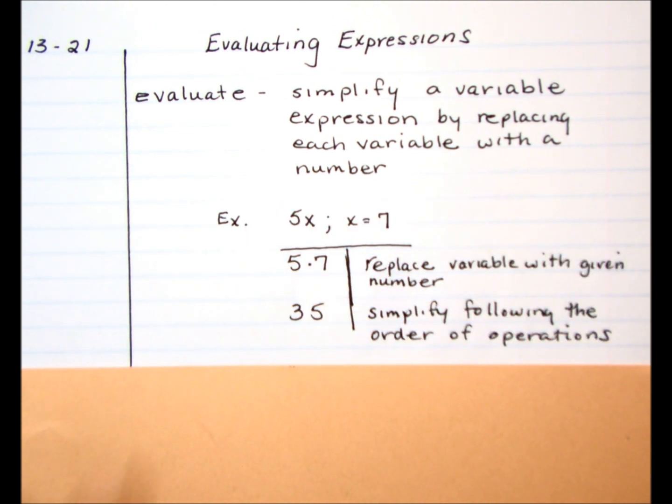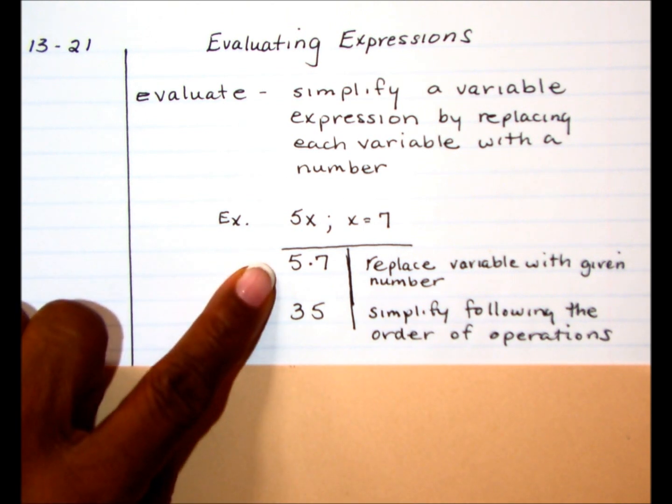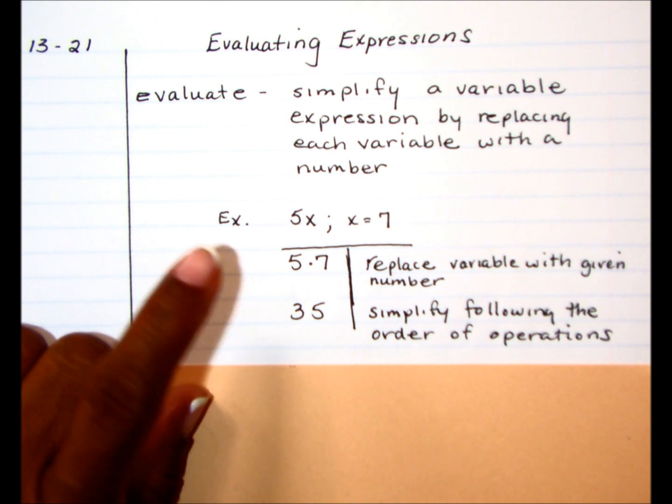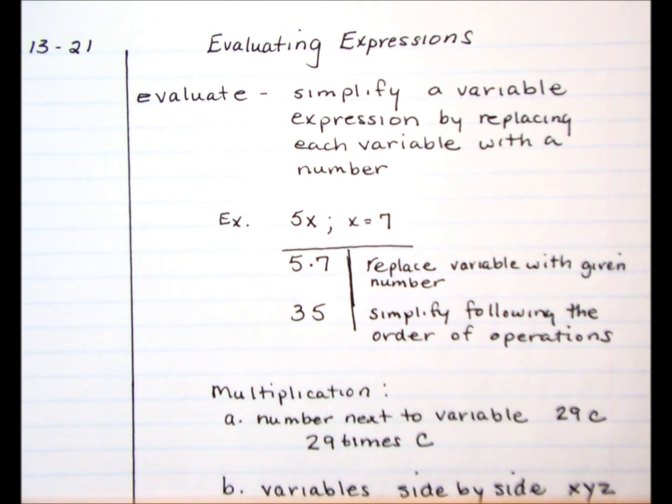This says 5x, where x equals 7. So the first thing we had to do was replace the variable with the given number. That was 7. So we now have 5 times 7. And then we perform the operation that simplifies it. That dot again means multiply. So it's 35. I just want to remind you about the different types of multiplication before we move on to doing your practice.